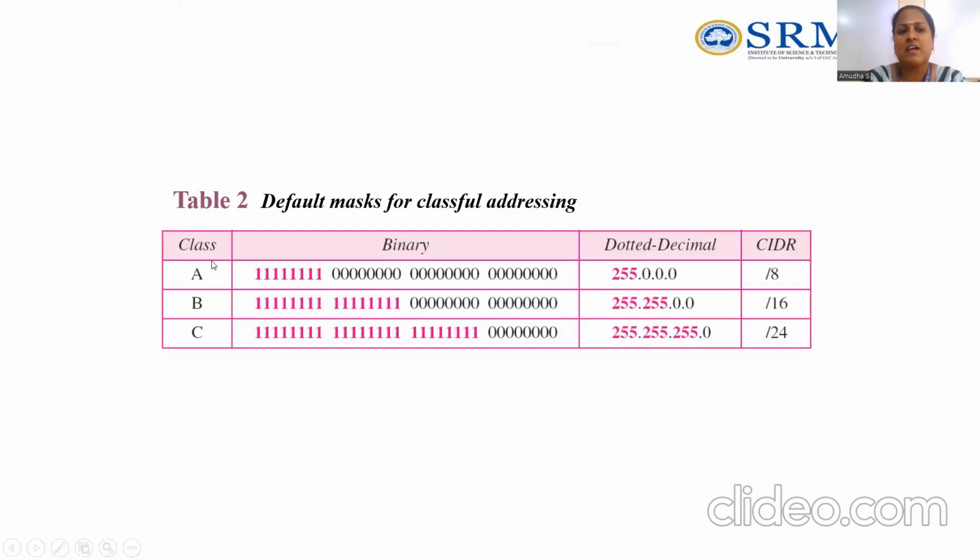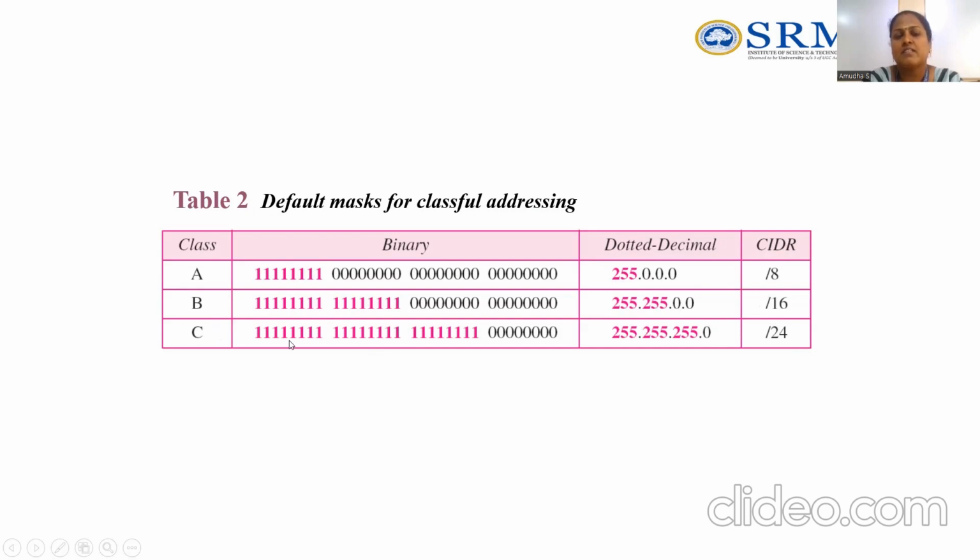Each and every class has a different subnet mask. Coming to the class A address, the default subnet mask is 255.0.0.0. It is a /8 CIDR value. Whereas in class B, the first 16 bits are 1s, so the mask is 255.255.0.0. The CIDR value for class B address is /16.